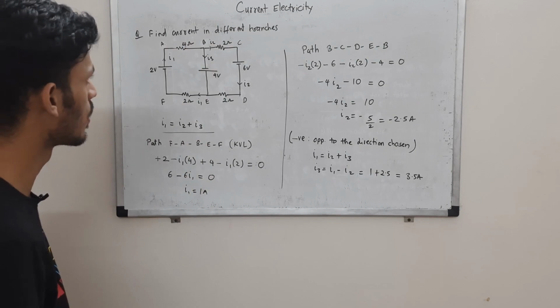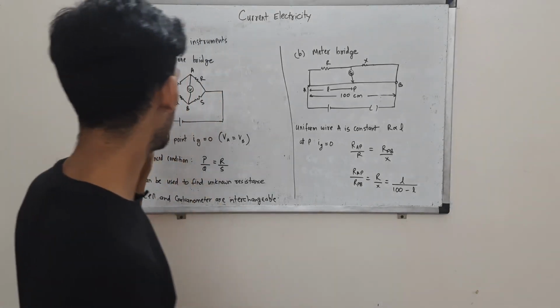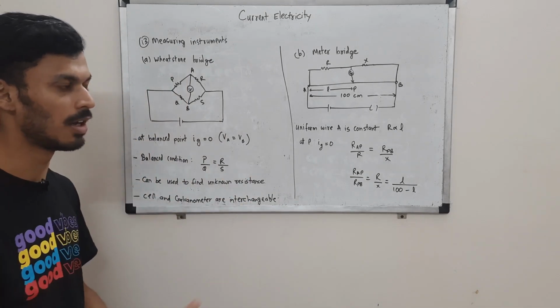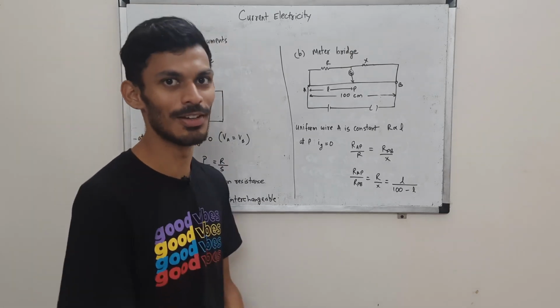This is the last part of this chapter, wherein we will be discussing the measuring instruments. There are 3 of them, 2 of them are here, one more we will discuss, and we will be wrapping up with this class. So cheers to you if you made it this far.